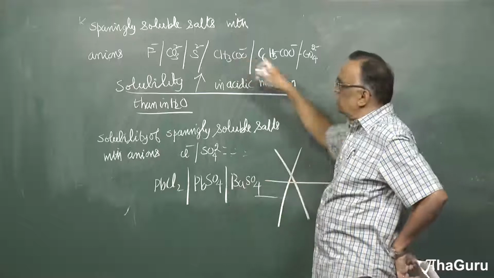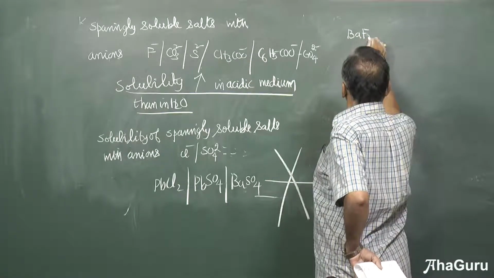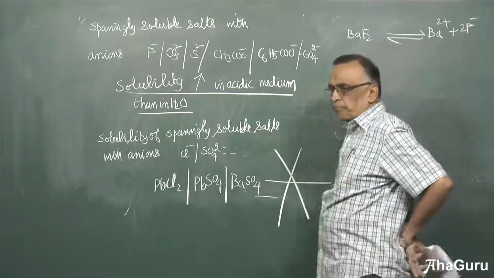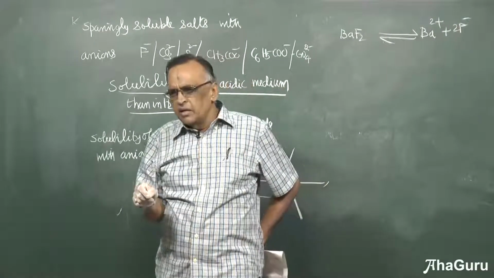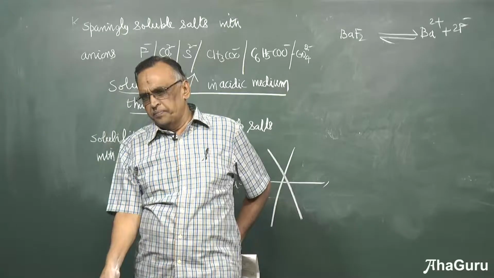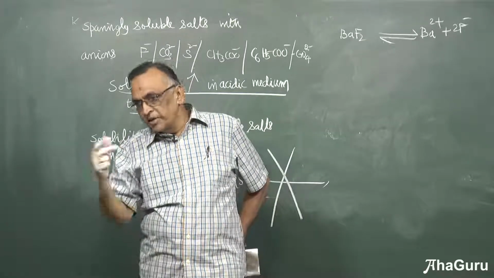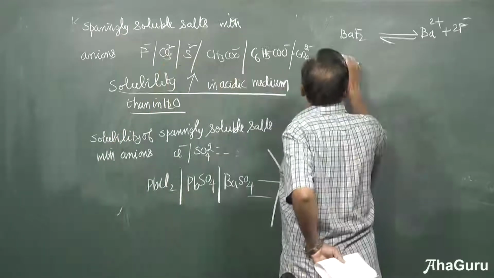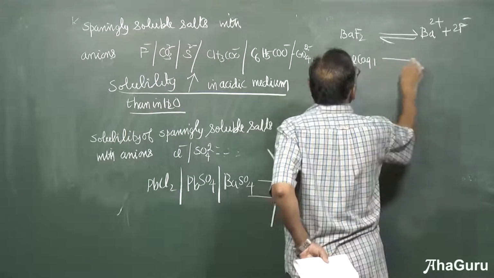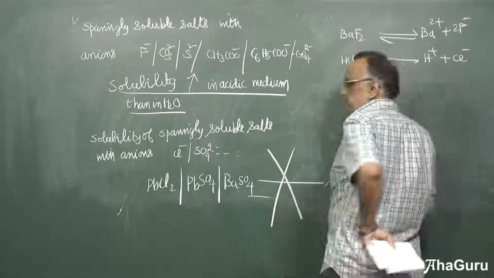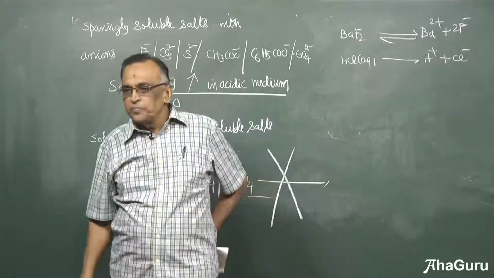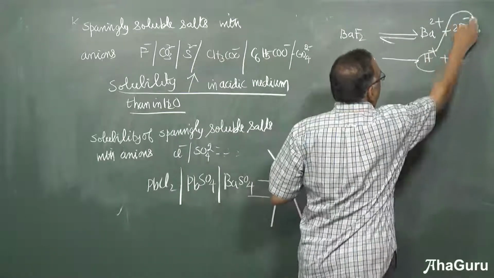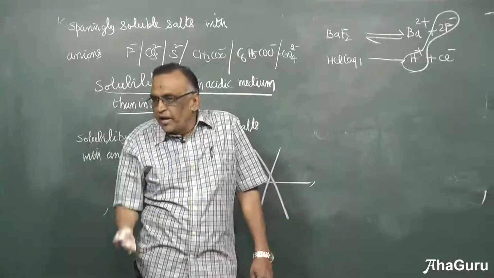Suppose I take any one salt in this list, barium fluoride. To this I add a few drops of HNO3 or HCl. I should not add HF. Why? HF will provide a common ion. I should add an acid which is not providing any common ion. Let me add HCl, aqueous. What will happen? It will dissociate fully, forming H plus and Cl minus. What will H plus do? It will remove fluoride ion. H plus will tag the fluoride ion, forming more and more HF.